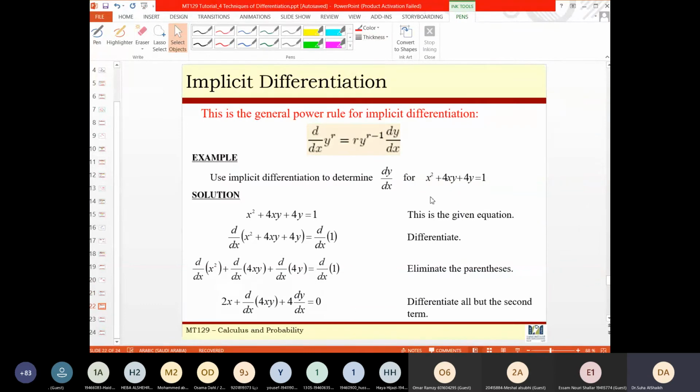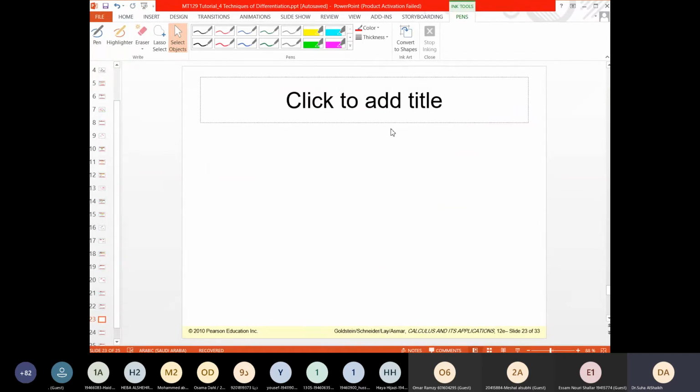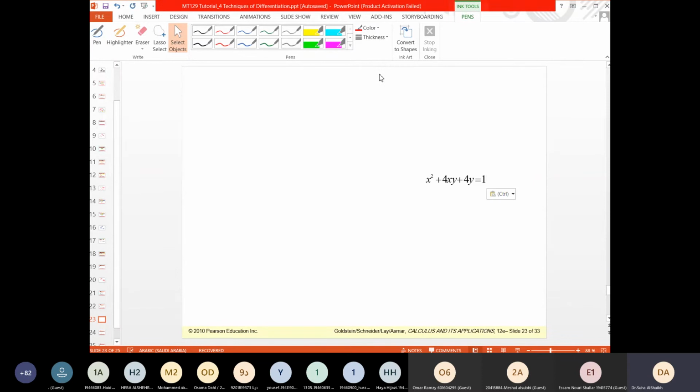Now we have one more example. Use the implicit differentiation to find dy by dx of this. As you can see again, the function has x square, has 4xy, has y equal to 1. It's a mix between x and y, so I cannot differentiate it the usual way. I have to use the implicit differentiation here.